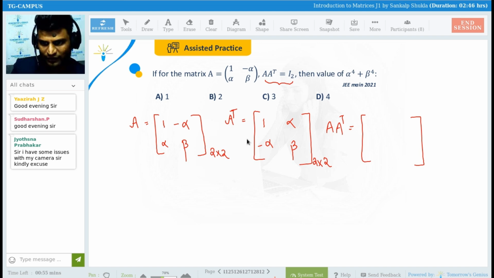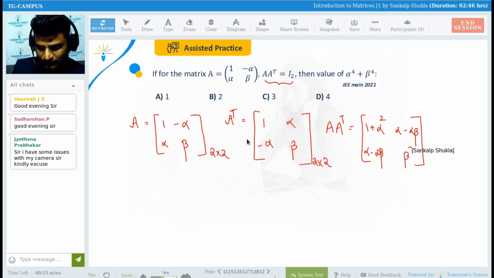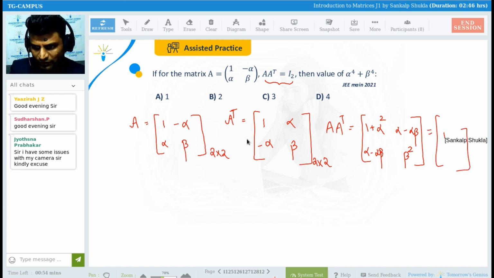Now 1 into 1, plus minus alpha into minus alpha, is 1 plus alpha square. First row, second column: 1 into alpha, that is alpha minus alpha beta. So this will be the second element. A21, second row, first column, is alpha minus alpha beta. And last will be beta into beta, that is beta square. Now we know that this is equal to 1, 0, 0, 1, because I2 is mentioned, and I've told you that I2 represents the identity matrix of second order.